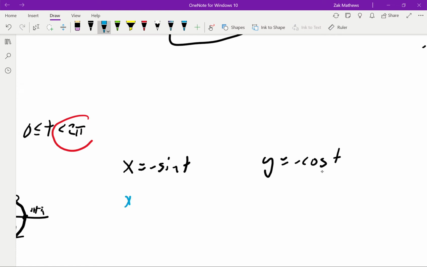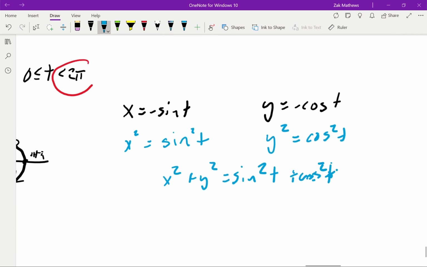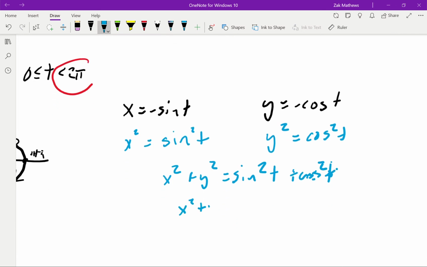I'm going to square. I squared my left-hand side, I get an x squared. I square my right-hand side, negative sine squared is positive sine squared t. I square my y, that's y squared. I square the negative cosine, that's cosine squared t. And now I'm going to take those two equations, add them together, so I get x squared plus y squared equals sine squared t plus cosine squared t.